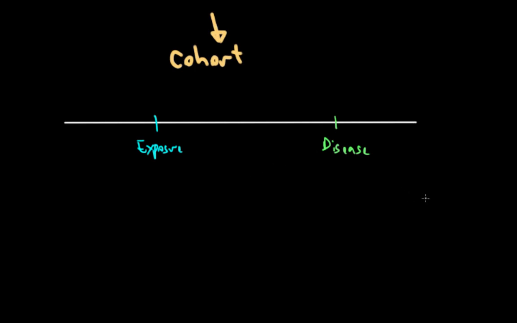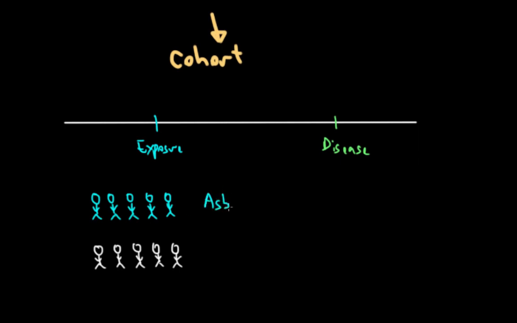So let's go ahead and look at an example to make this a little bit more clear. So let's say we start with two groups of people, these blue individuals here who have a certain exposure. So let's say that these individuals were exposed to asbestos. And let's say these individuals on the bottom here haven't been exposed to asbestos. So we have two groups of people, one with an exposure and one without.